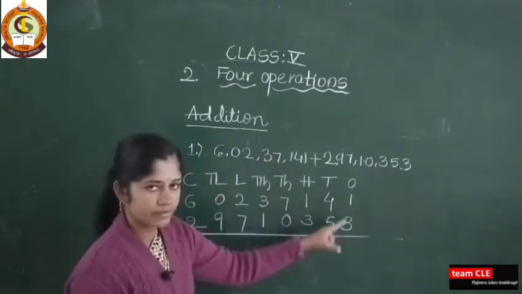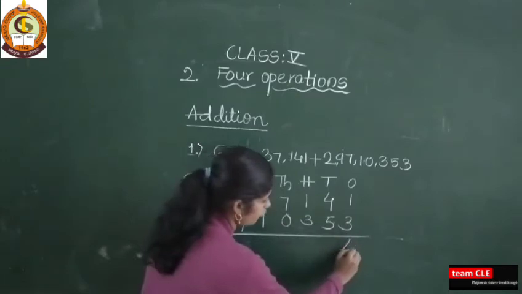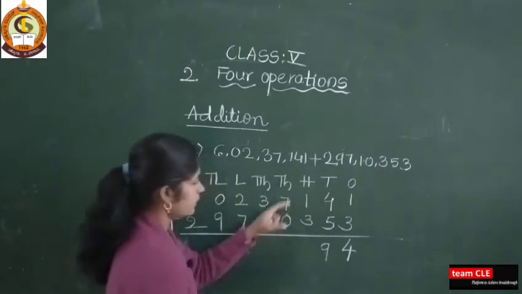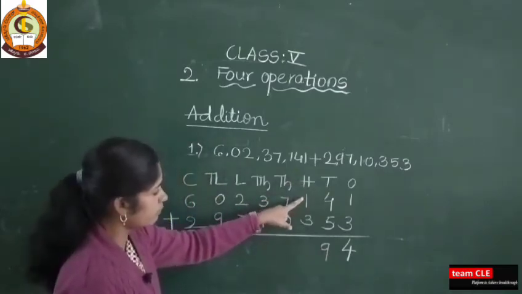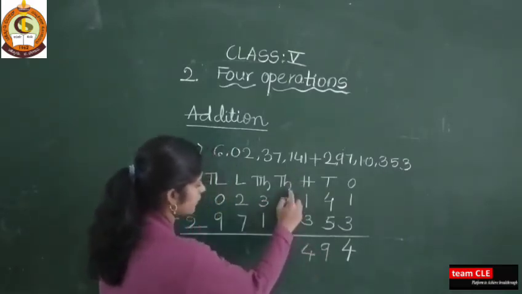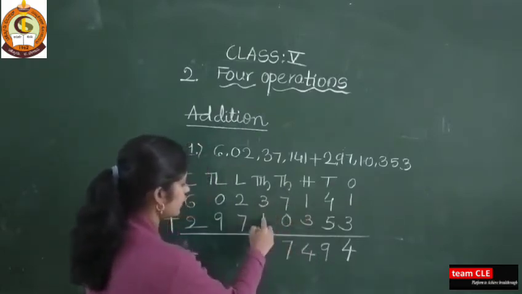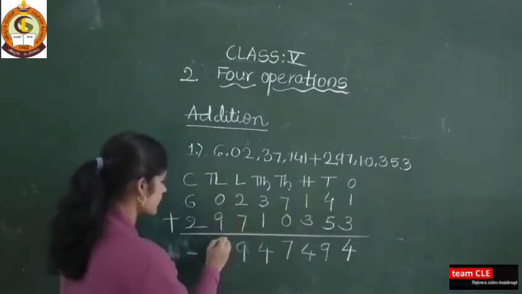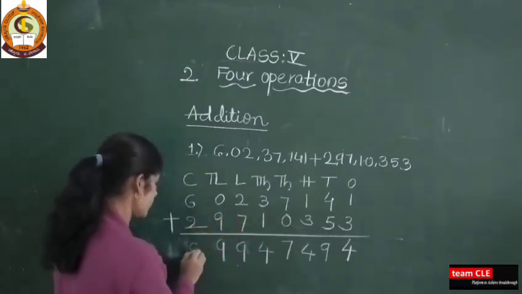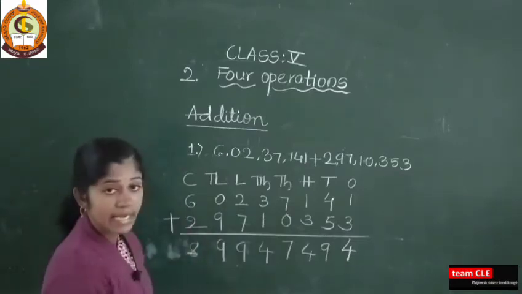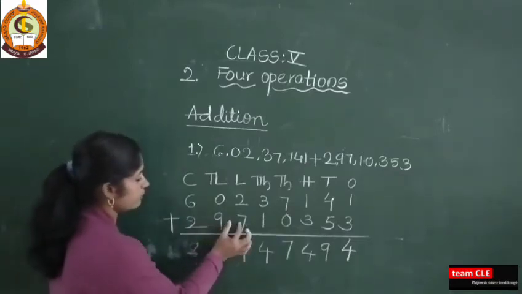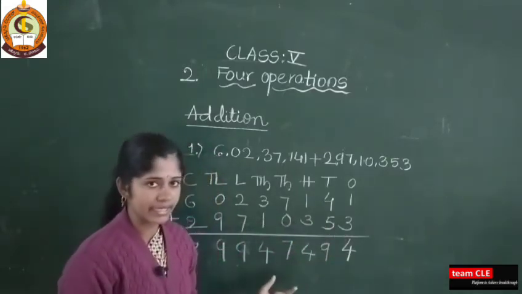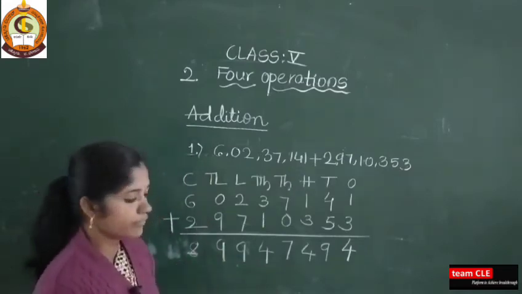Yes, first add the ones place, 1 plus 3 is 4. Next add the tens place, 4 plus 5 is 9. Again you add this 100 column, 1 plus 3 is 4, 1000 column, 7 plus 0 is 7, 3 plus 1 is 4, 2 plus 7 is 9, 0 plus 9 is 9, 6 plus 2 is 8. While adding, leave a little bit of space in between the numbers. It's better, you will get a correct answer. Okay, so this is the first question.